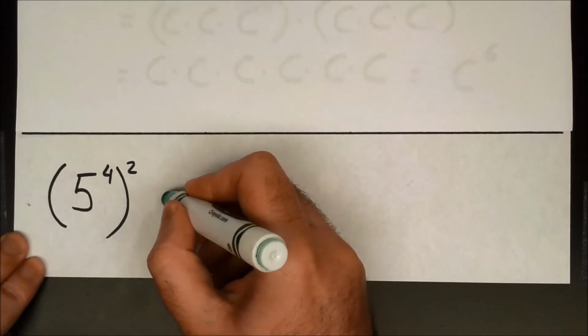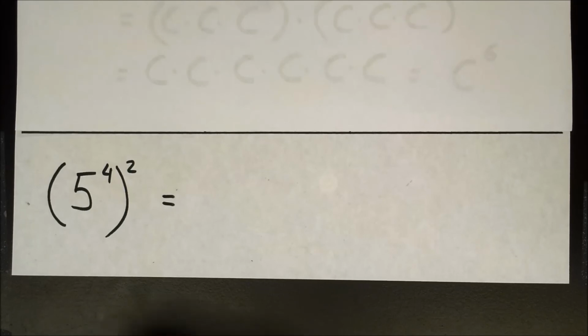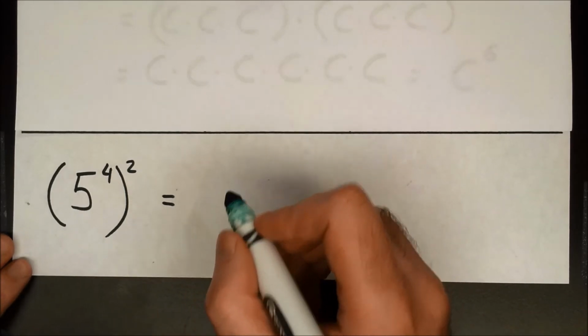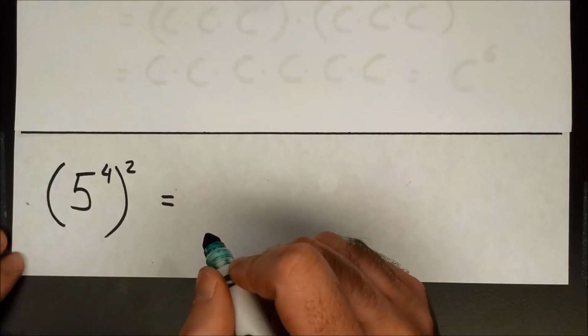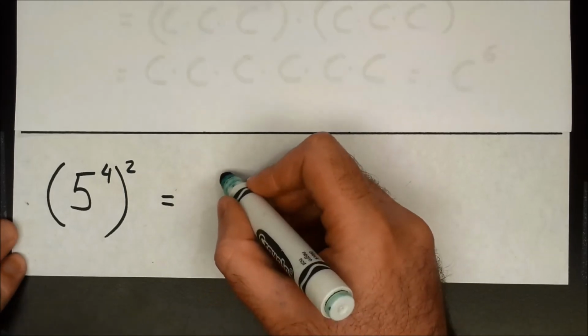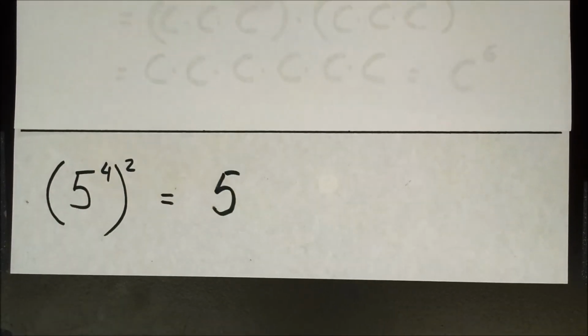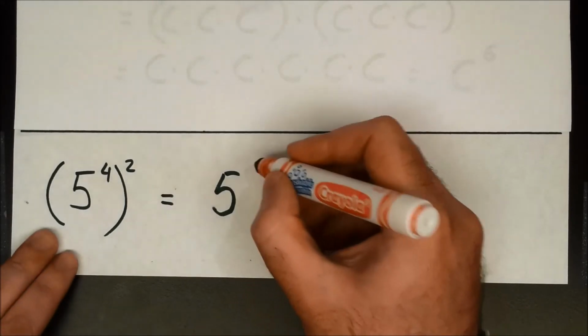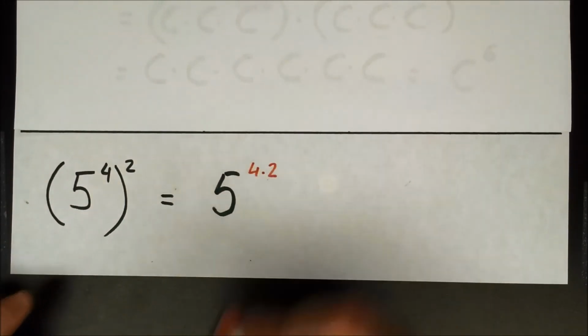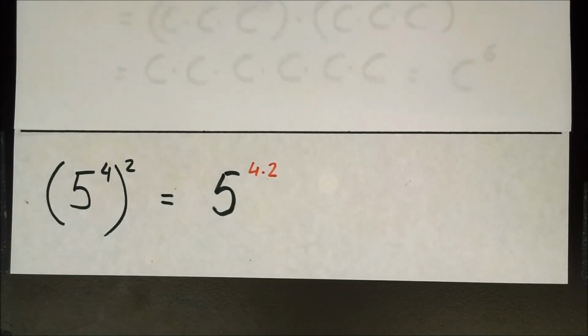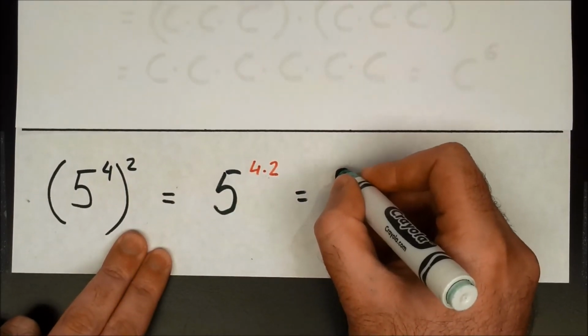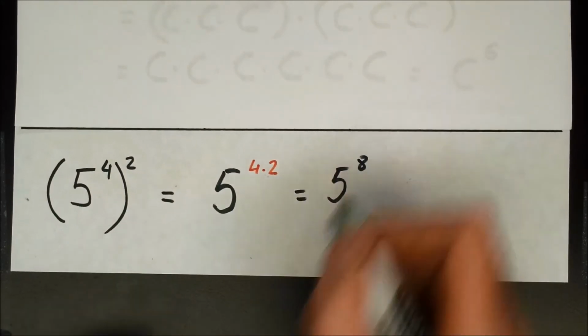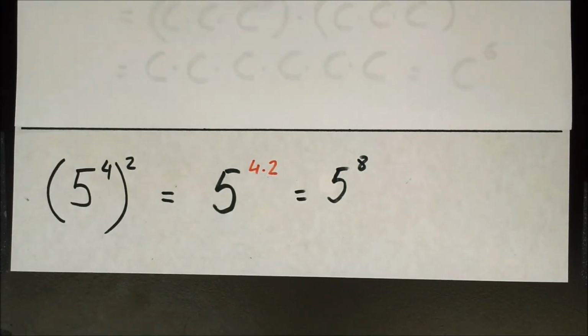So here I have a base 5 to the 4th power taken to the 2nd power. So what can I do in these situations? When I have an exponent taken to a higher power, what can I do to the exponents? If you said multiply them, you're correct. We leave the base alone. And then we take our 2 exponents, 4 and 2, and we simply multiply them. 4 times 2. And what's 4 times 2? 8, of course. And that's the answer. As simple as that, which is pretty simple.